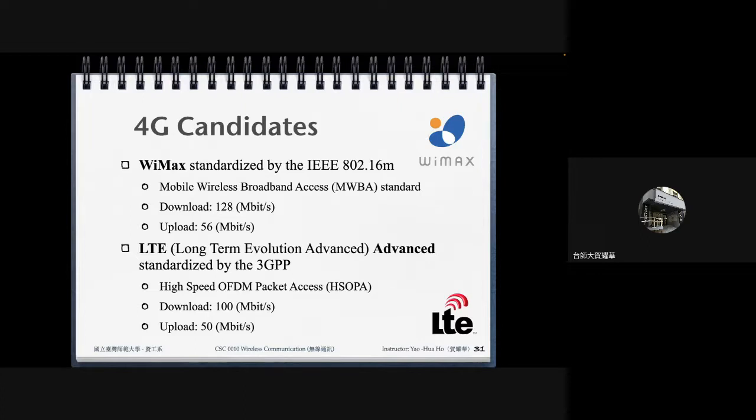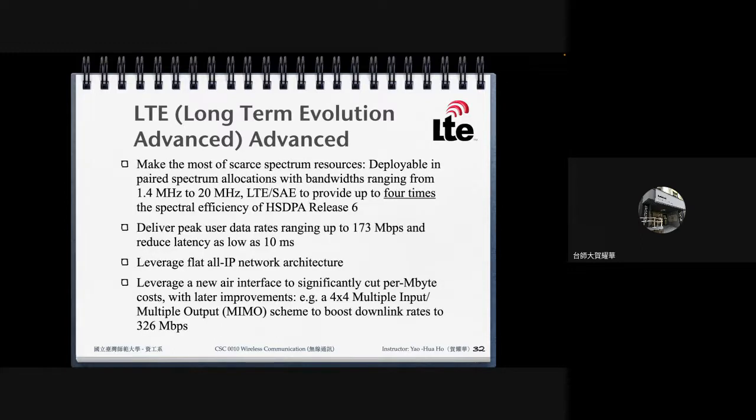At a similar time, you have what we call LTE, the Long-Term Evolution Advanced, a standard by 3GPP, which provides orthogonal frequency division for packet access. Download and upload speeds are 100 megabits per second and 50 megabits per second. Eventually, LTE won because its structure is favorable for cellular network companies. So now the most dominant technology for fourth generation and fifth generation is LTE.